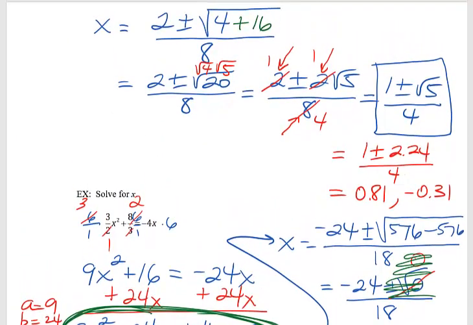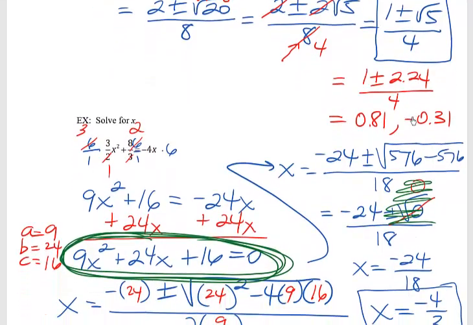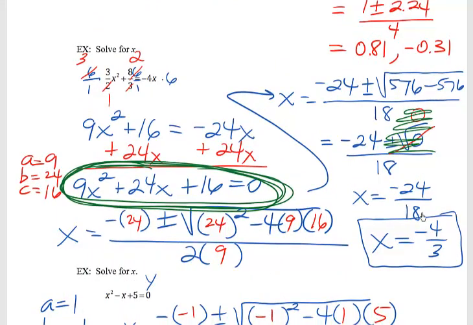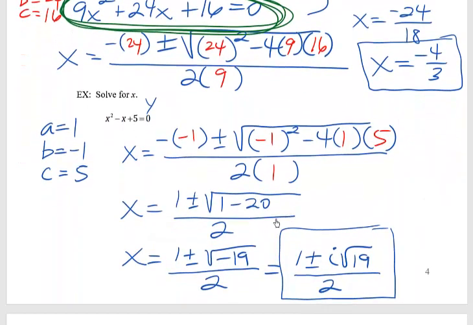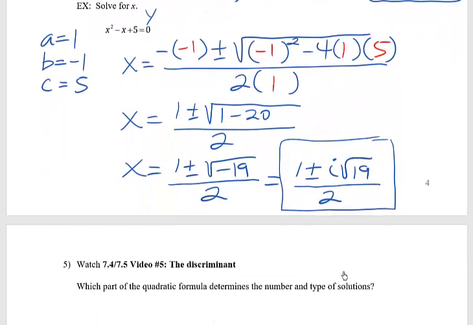In the very first example, we ended up with two real solutions. They were kind of messy solutions, but they were just normal real number solutions. In the second example, we ended up with one real number solution, only one solution. And then in the third example, we ended up with no real solutions. We had complex solutions. Well, the question being asked here is, what part of the quadratic formula decided that? Why is it that one of the problems came out one way and the other another way?